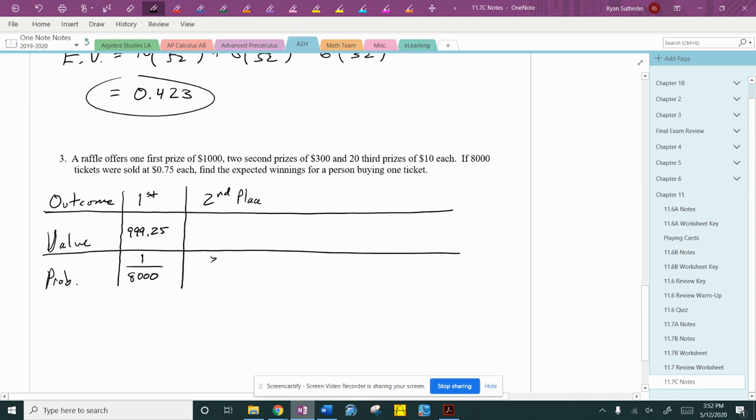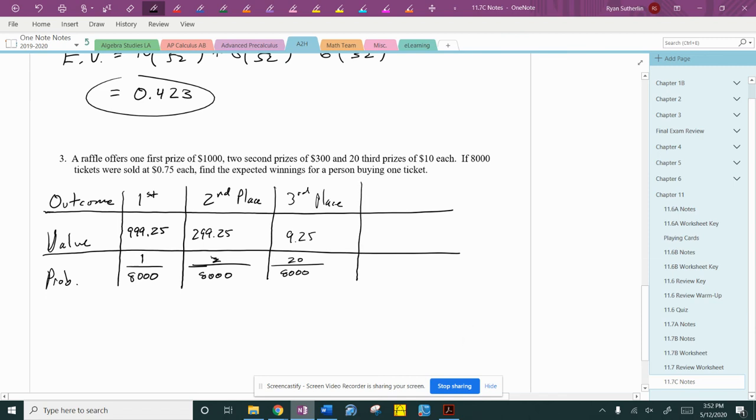If I get second prize, there are 2 of those. So I have 2 out of 8,000. For that, you win 300, so it's really $299.25. And then we have third place. If you get third place in this one, there were 20 of those, so 20 out of 8,000. Each of those wins $10. So really, they have $9.25 is what they are making.